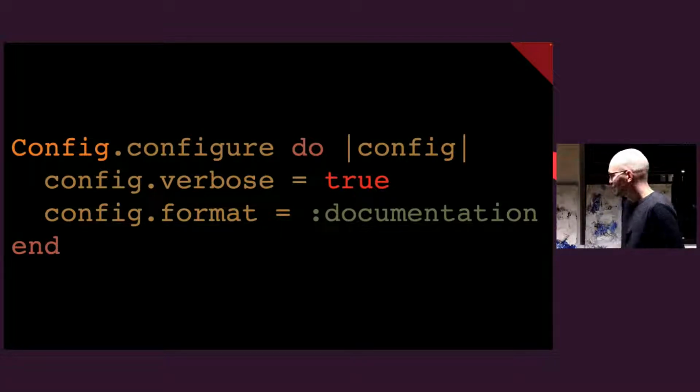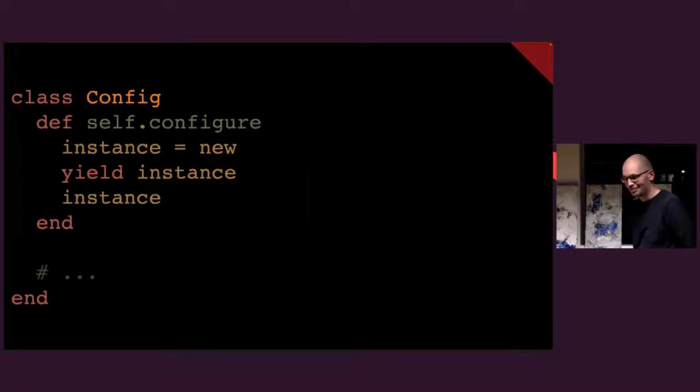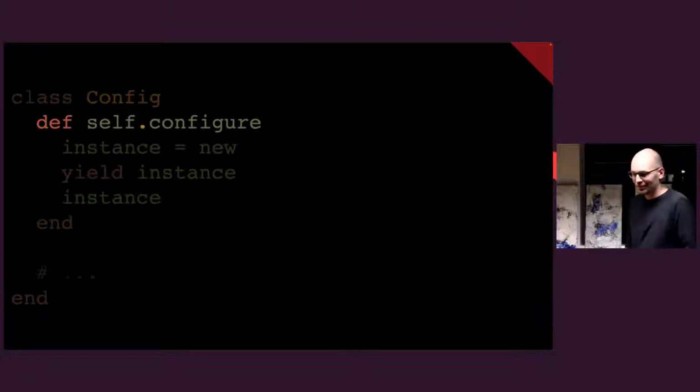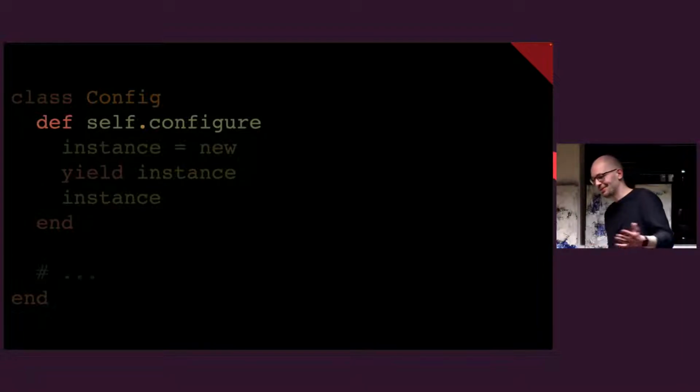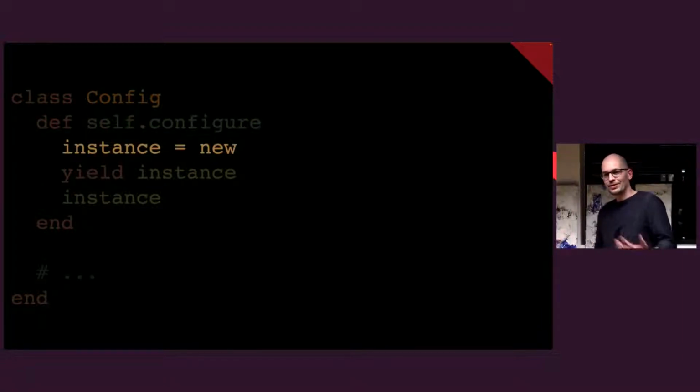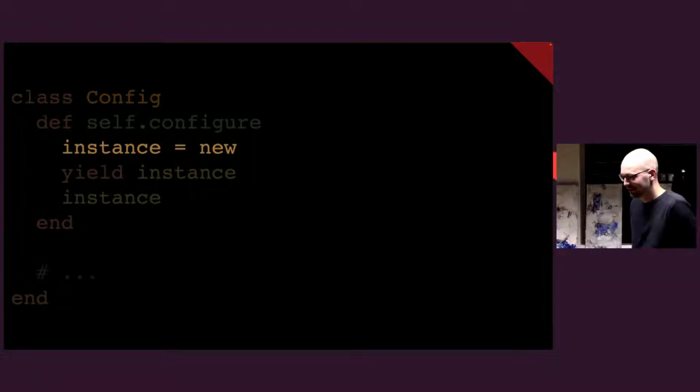So this is the DSL we'll continue with for a moment. How do I implement that? Well, I have a class method again, which receives a block, but is implicit, so I'm not defining it. I create a new instance of the config class, which could just be config new, but I'm already in the config class, I just call new.